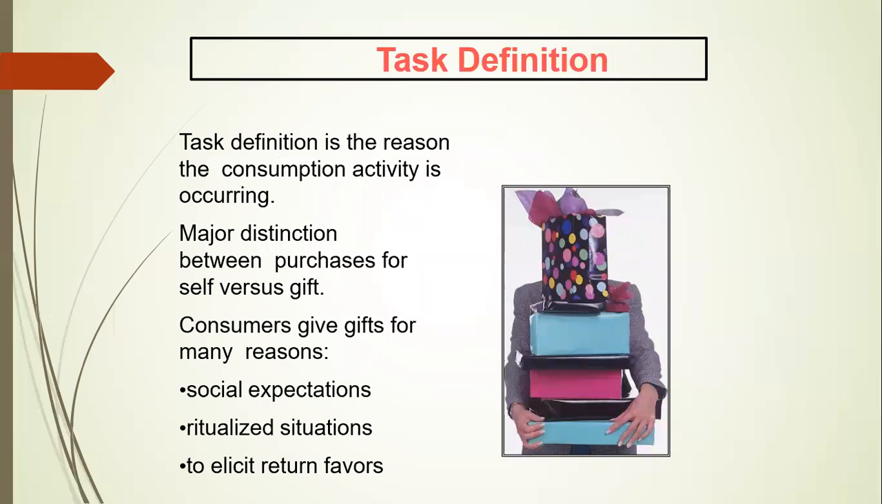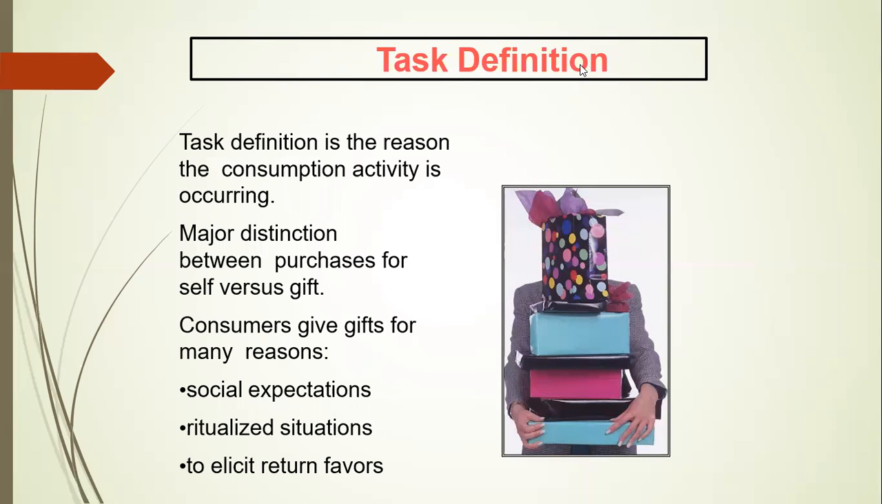Next comes the task definition. Task definition is the reason the consumption activities occur. A major distinction is between purchase for self versus gift. That matters a lot when you are buying a gift for someone. Consumers give gifts for many reasons. First is social expectations, ritualized situations to elicit return favors.